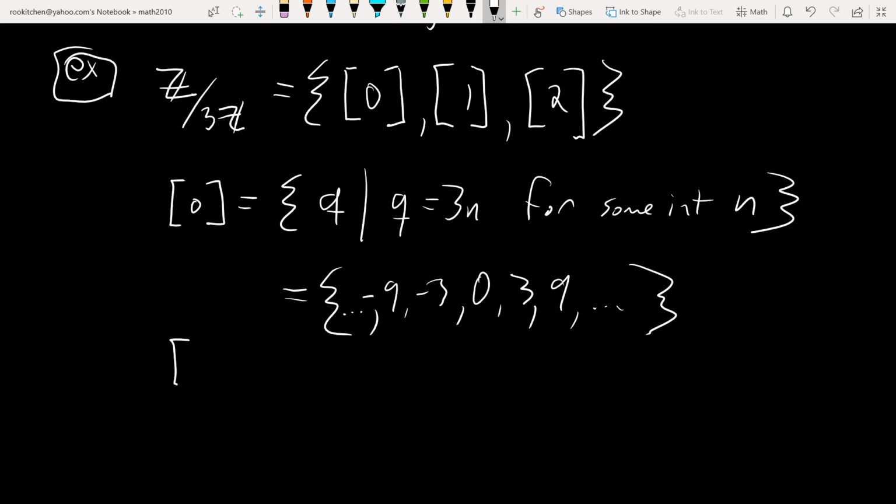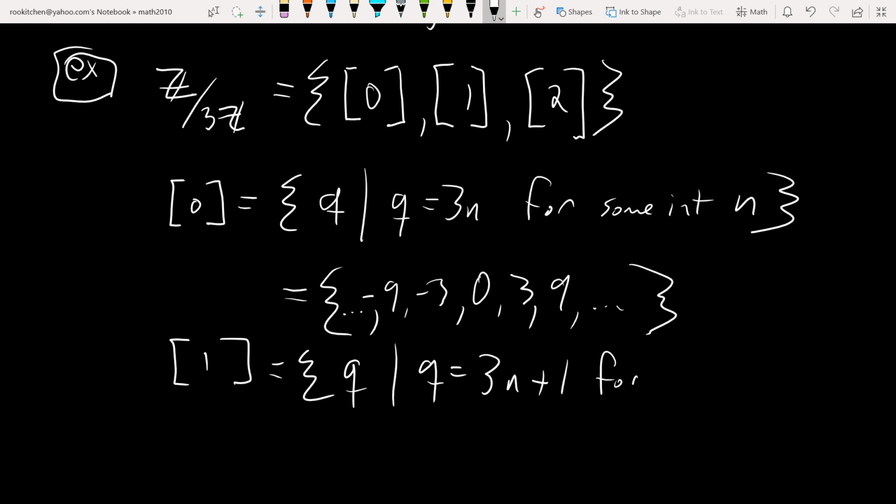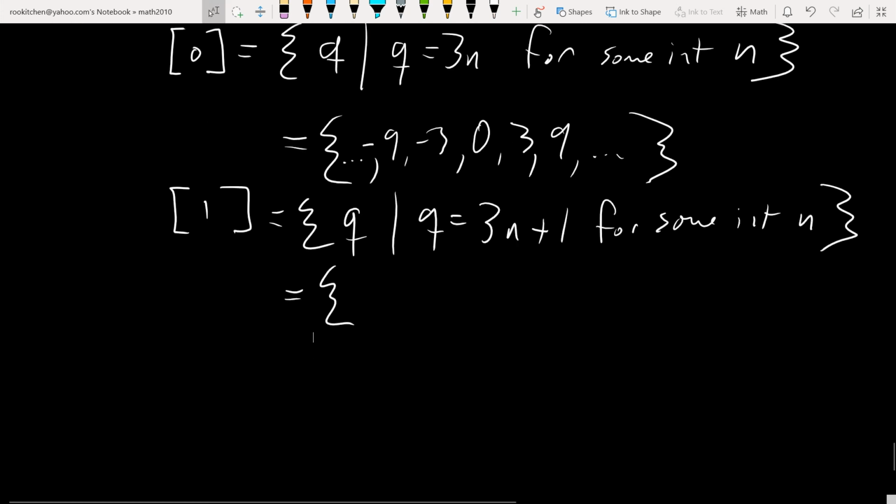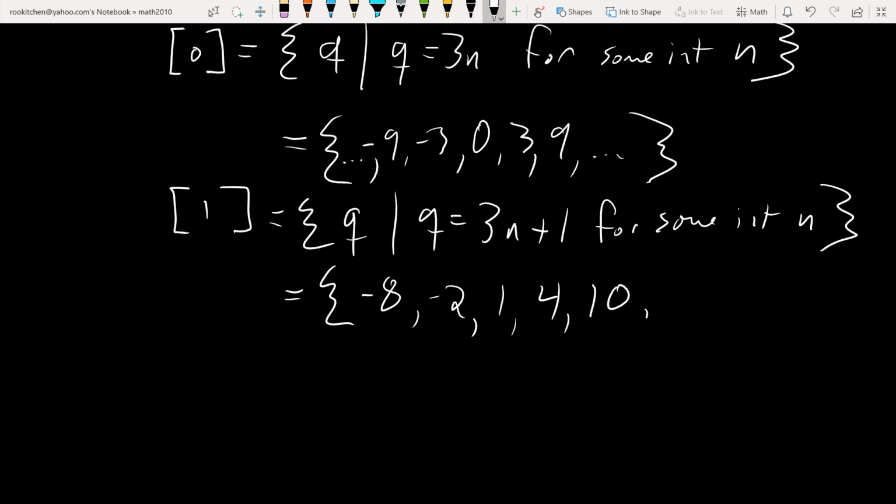Okay, and then this class 1 is the class of all integers q, such that q is equal to 3n plus 1 for some integer n. Okay, and what is that? Well, that's just going to be the set of all those integers plus 1. So -8, -2, 1, 4, 10.